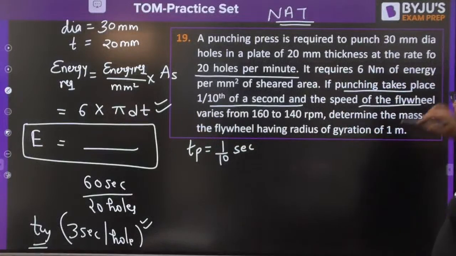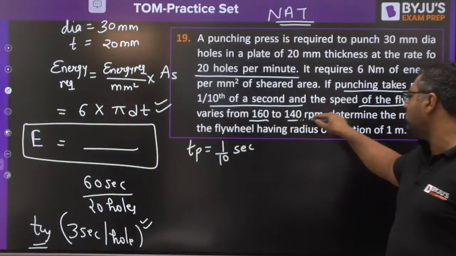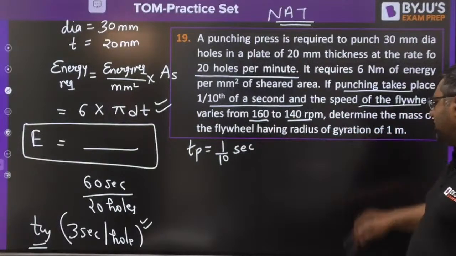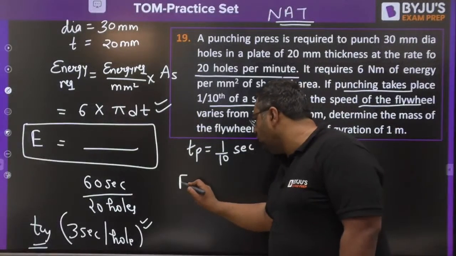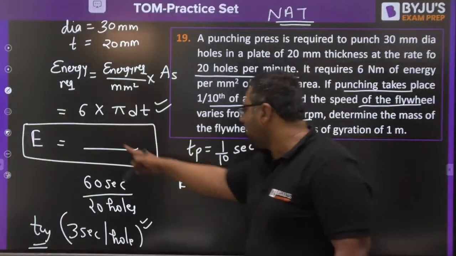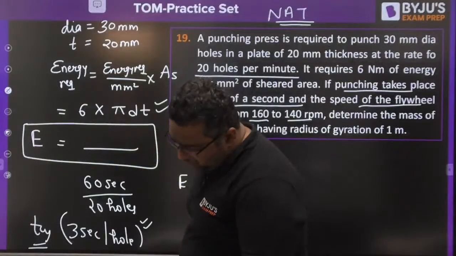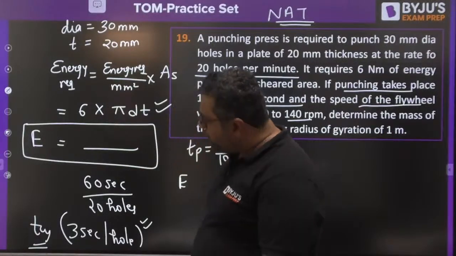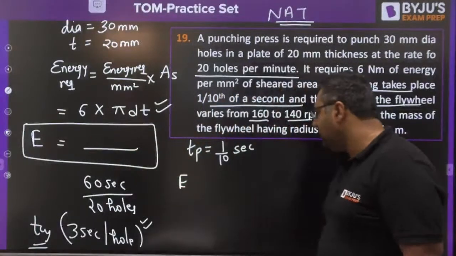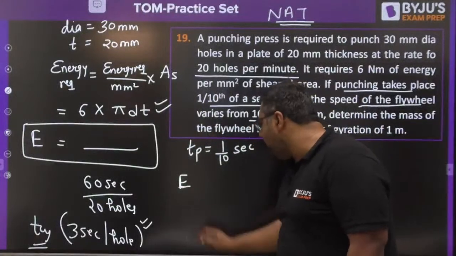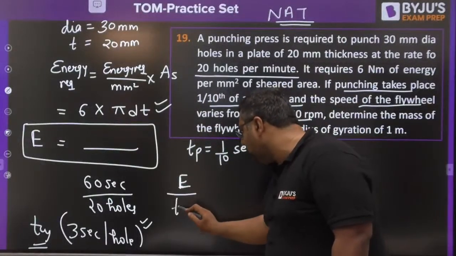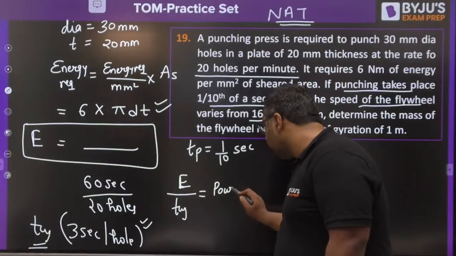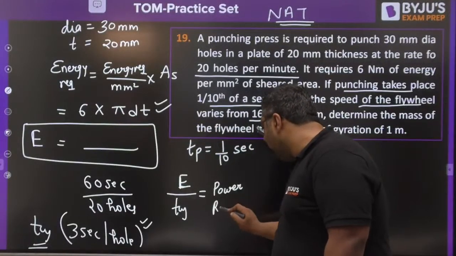The speed of the flywheel varies from 160 to 140. Determine the mass of flywheel having radius of gyration 1 meter. First of all, you will find out this total energy. When you find it, you will get the answer. This is the hint I am giving you. So first of all, you need to find out this energy. Whatever energy you find, you will divide it with the cycle time. This will be the power rating of the motor.